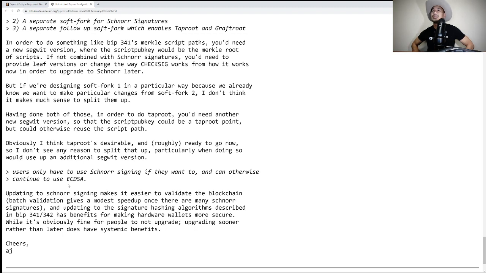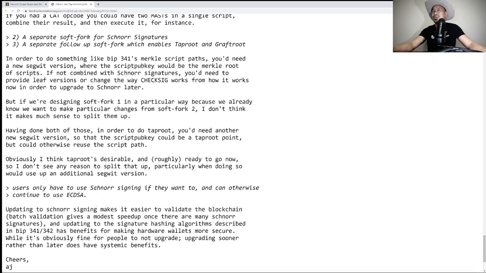Having done both of those, in order to do Taproot you need another new SegWit version so that the script pubkey could be a Taproot point, but could otherwise reuse the script path. Obviously, I think Taproot's desirable and roughly ready to go now, so I don't see any good reason to split that up, particularly when doing so would use up an additional SegWit version.